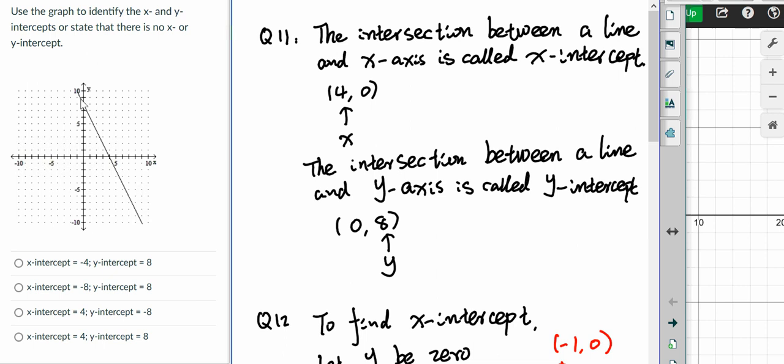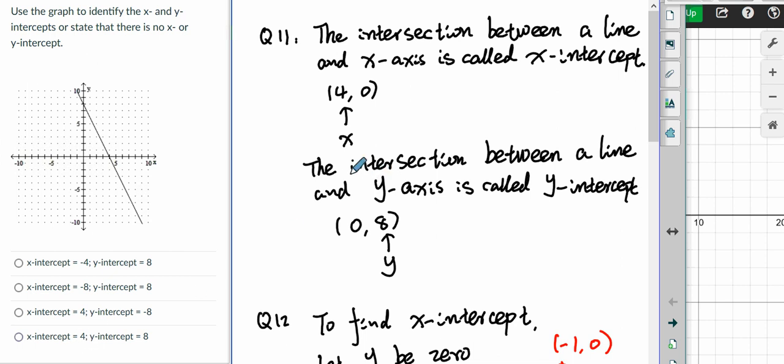In this case, we have a line which intersects the x-axis at the point x equals 4. We know the coordinate for this point is (4, 0). So then the x-intercept is 4. So it is either the third choice here or the fourth choice here.